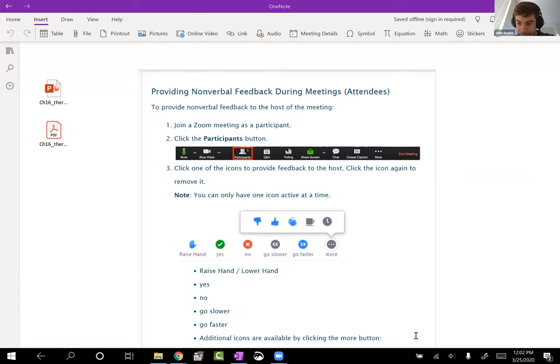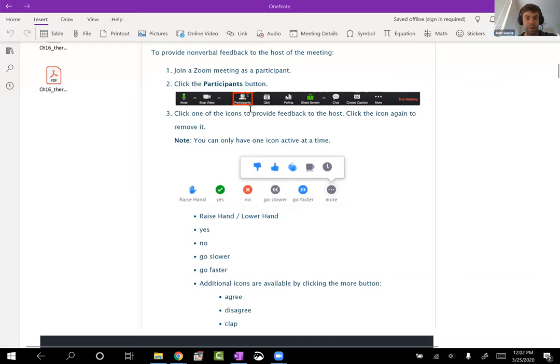Trying to find there. I have the chat window open. So the two windows I'd like you to look at so far are the participants button down at the bottom, where you can see these icons. So everybody, please click the participants button. Once you've done this, please go into this menu and click a thumbs up. I like that too. Okay, good.